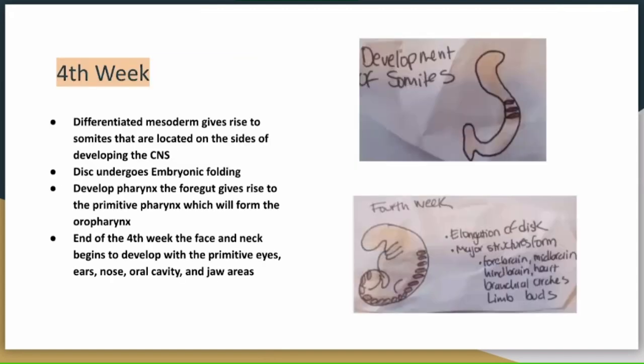And in the fourth week, we have the mesoderm giving rise to the somites. This undergoes embryonic folding and the development of the pharynx. This gives rise to the primitive pharynx, which will form the oropharynx. At the end of the fourth week, the face and the neck begin to develop with the primitive eyes, ears, nose, oral cavity, and jaw areas.